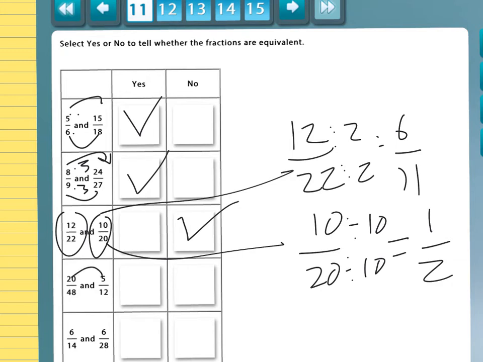20 divided by 4 is 5, and 48 divided by 4 is 12, so they are equivalent. And 6 times 1 is 6, and 14 times 1 would be 14, so these are not equivalent.